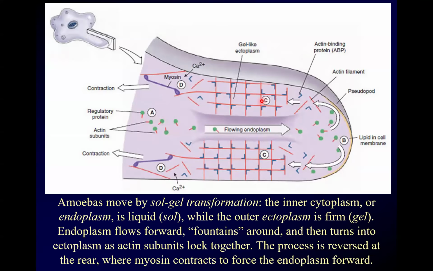It's almost kind of like a tank tread where you have active movement up here, and then when we come around like this, the cytoplasm solidifies, those actin subunits lock together, and at the rear we have units of myosin that bind with the actin and contract to squeeze the endoplasm forward. So locomotion is made possible by actin and myosin, the same proteins that work in your muscle. They just operate in a very different way, very different arrangement.